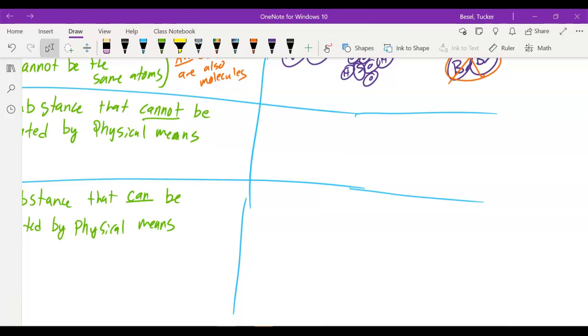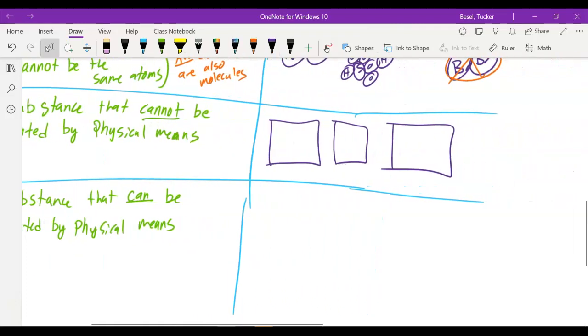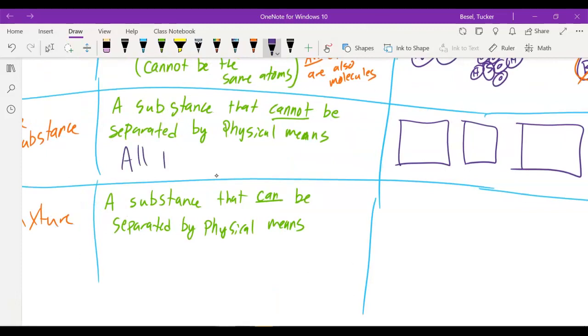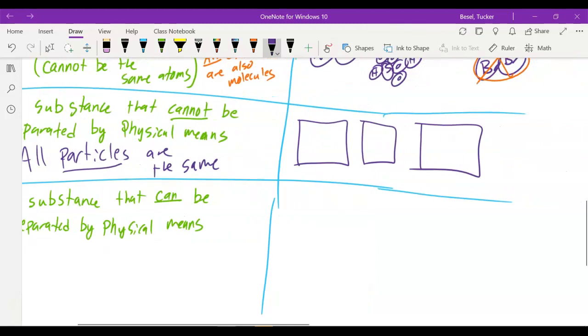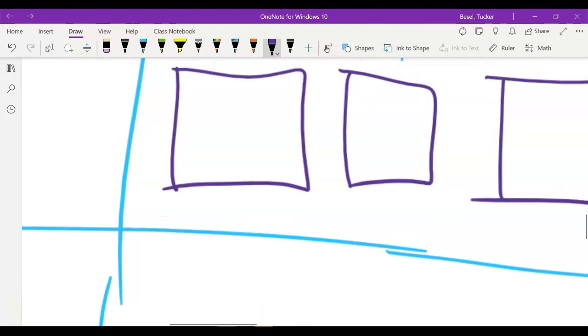All right, so for this next one, I'm going to do a couple different boxes here just to make sure that we have them separated. So a pure substance is something that cannot be separated by physical means. All of the particles are going to be the same. So you might want to go back and add that into your definition. So here's what I mean by that. So let me zoom in here.